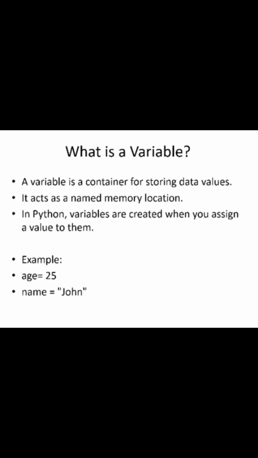Here we can see an example. Age is a variable name that is assigned the value 25. Next one is name. Name is assigned Johan. This is a string data type.